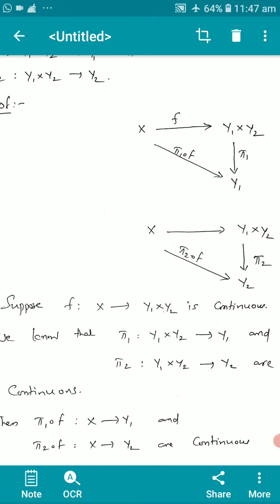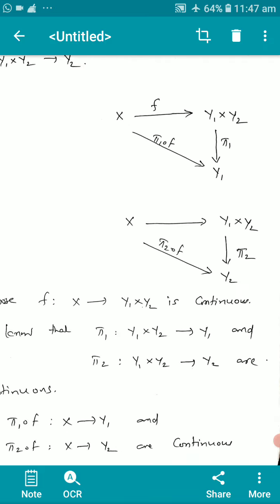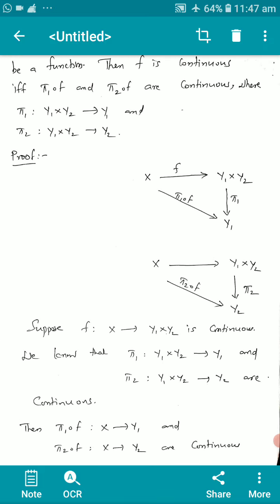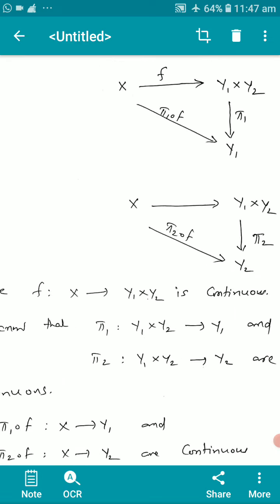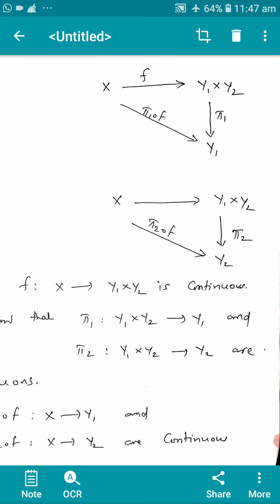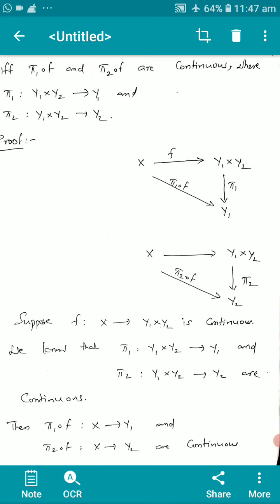So given, what are the given cases? Suppose f from X to Y1 cross Y2 is continuous. We know that pi 1 from Y1 cross Y2 to Y1 and pi 2 from Y1 cross Y2 to Y2 are continuous. And the composite functions pi 1 composite f from X to Y1 and pi 2 composite f from X to Y2 are continuous. Why? Because a composite function of continuous functions is again continuous. Pi 1 is continuous, f is continuous. Similarly, pi 2 is continuous, f is continuous, so pi 1 composite f is continuous, and pi 2 composite f is continuous.